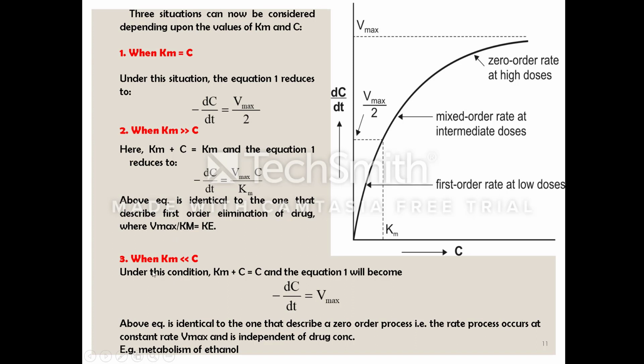When Km is very much less than C, then Km plus C is equal to C. In this case the C parameter gets eliminated, and -dC/dt = Vmax. This describes a zero order process, where the rate is independent of the concentration of the drug. An example is the metabolism of ethanol.